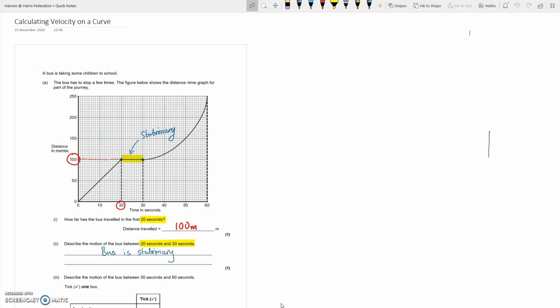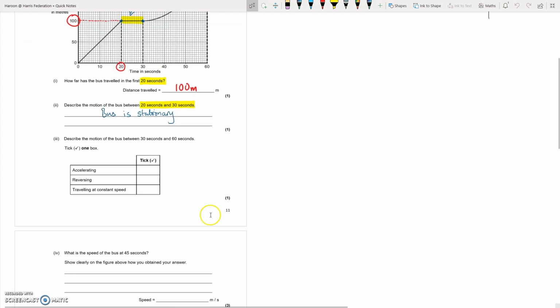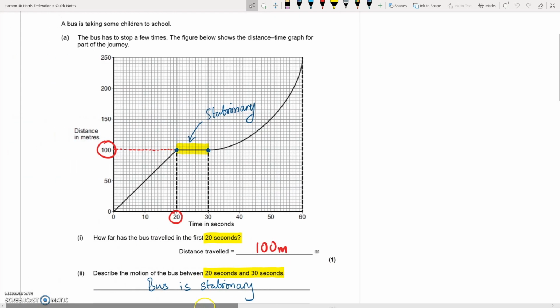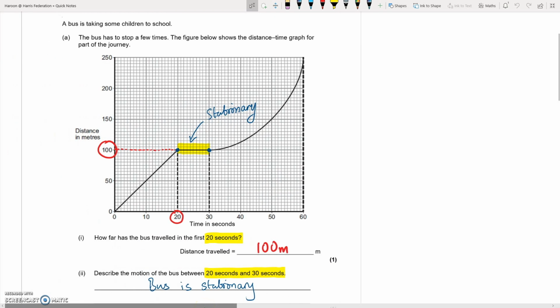We then move on to our next part, which says describe the motion of the bus between 30 seconds and 60 seconds. So I have a choice. I have to choose whether it is accelerating, reversing, or traveling at constant speed. So we'll go back to our graph. I'll zoom in here. Now between 20 seconds and 30 seconds, we know the bus is stationary. Between 30 seconds and 60 seconds, I can see that my line is curving upwards. So it's looking something like this. I don't want to draw here because I'm going to use that later on.